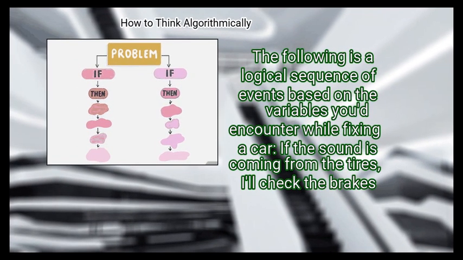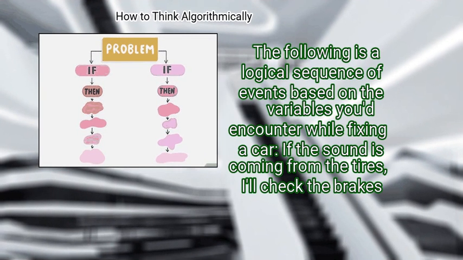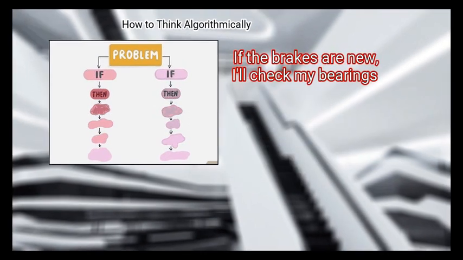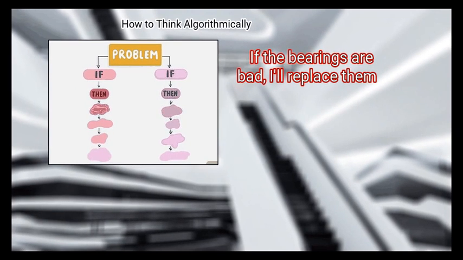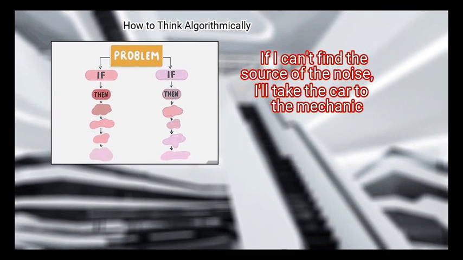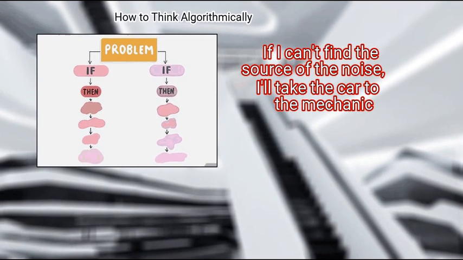The following is a logical sequence of events based on the variables you'd encounter while fixing a car. If the sound is coming from the tires, I'll check the brakes. If the brakes are new, I'll check my bearings. If the bearings are bad, I'll replace them. If I can't find the source of the noise, I'll take the car to the mechanic.